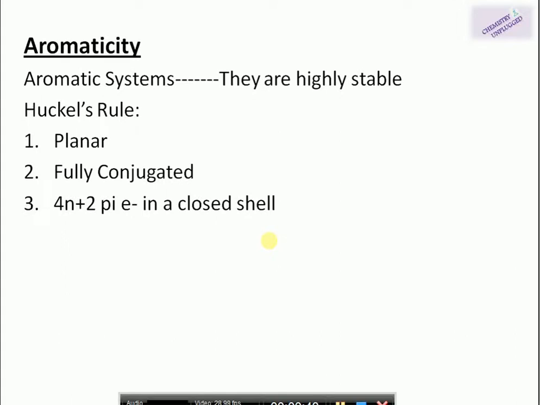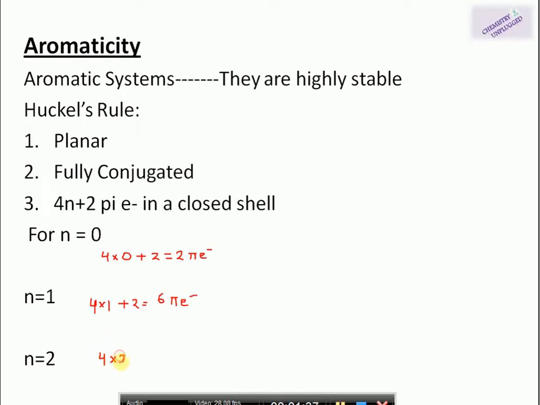What is meant by a 4n plus 2 pi electron system? Suppose n is equal to 0. Then according to 4n plus 2, the system has 2 pi electrons, meaning a 2 pi electron system follows the 4n plus 2 rule. But these 2 pi electrons should be in a closed shell. For n is equal to 1, 4 into 1 plus 2 is 6 pi electrons. So 6 pi electrons also follow the 4n plus 2 rule. Similarly, for n is equal to 2, it is a 10 pi electron system.